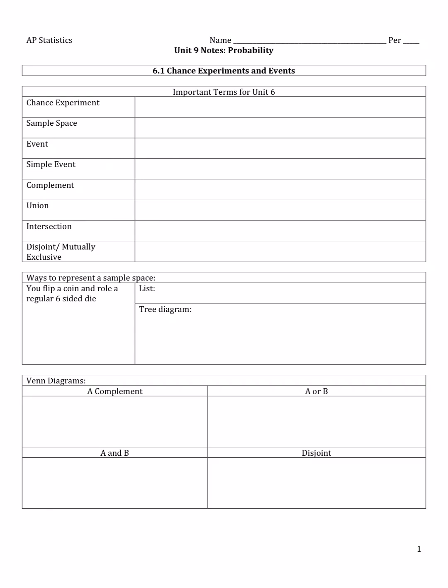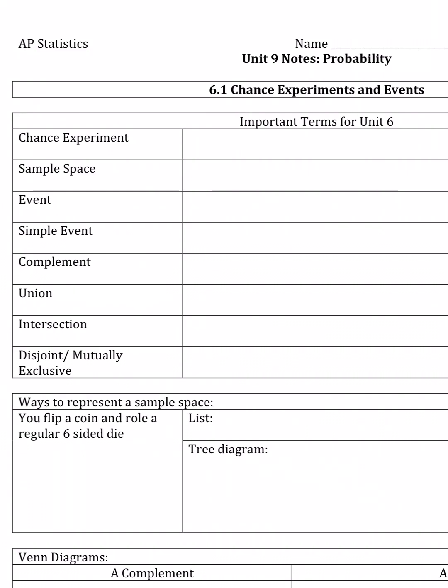We're going to go through section 6.1 to 6.3. And I know it sounds like a lot, but it really isn't. We've got some really important key terms to go through here. The first one being chance experiment, okay?